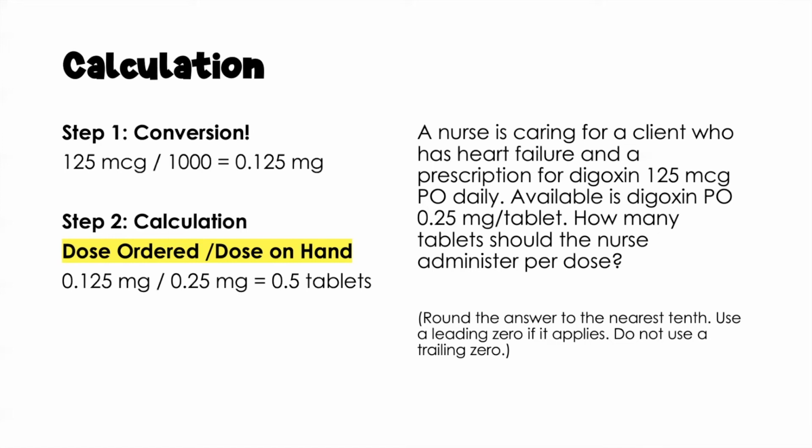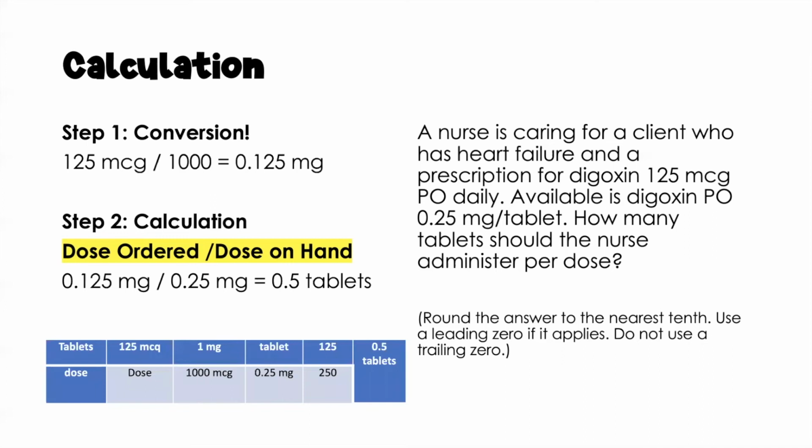And then your answer, if you're using formulas, is 0.5 tablets. So 0.125 milligrams divided by 0.25 milligrams will give you 0.5. Dose ordered divided by dose on hand. Although your dose ordered has to already be converted to the correct unit of measure. That's formula.